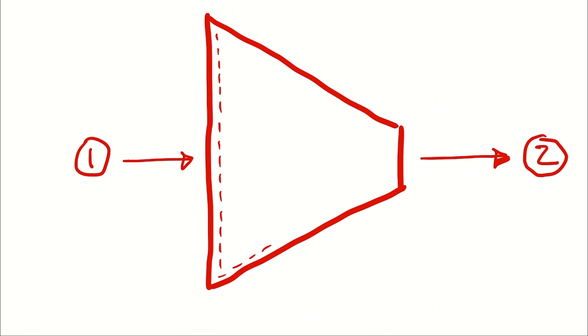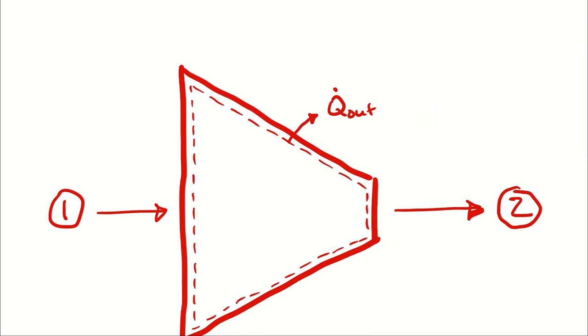So I will indicate on my nozzle my control volume and recognize that there is mass crossing the boundary in the inward direction at state one. There is mass crossing the boundary in the outward direction at state two. And then there is also a heat rejection term. That's actually a rate of heat rejection, so I will indicate that as a capital Q dot out to indicate total rate of change of energy.